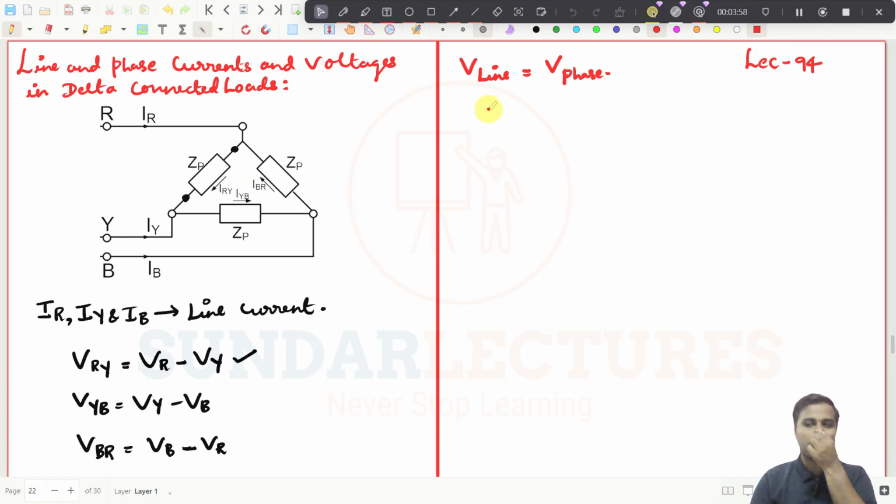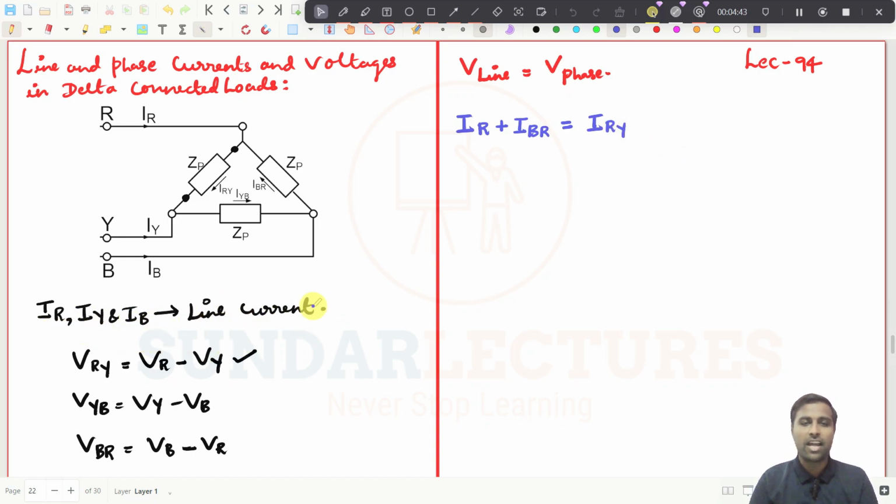In a star connected system, the line current and phase current would have the same value. Now we try to write the expression. I am taking this current to be IRY, because this is flowing between R and Y, and through this load I am taking the current to be IRY. Now apply KCL at this particular node. What will you get? Summation of current: IR is coming in, and IBR is coming in, and this IRY is going away from the node. You have to understand everything, right?